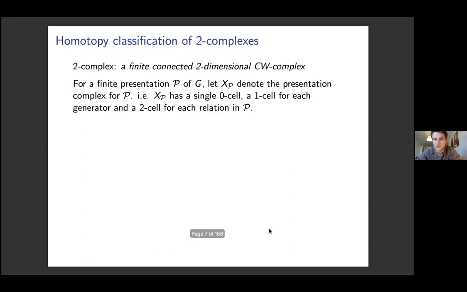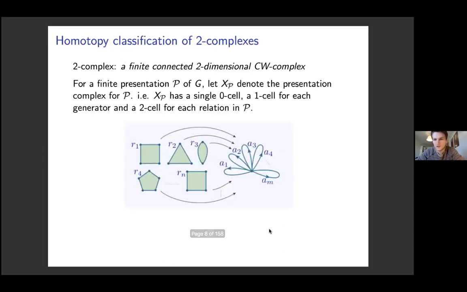The presentation complex is the complex which has a single zero cell, a vertex, and it has a one cell for each generator of the group, and then a two cell for each relation. The idea is you glue the two cells on their boundary along how the relation is written in terms of the generators. And the picture looks something like this in general.